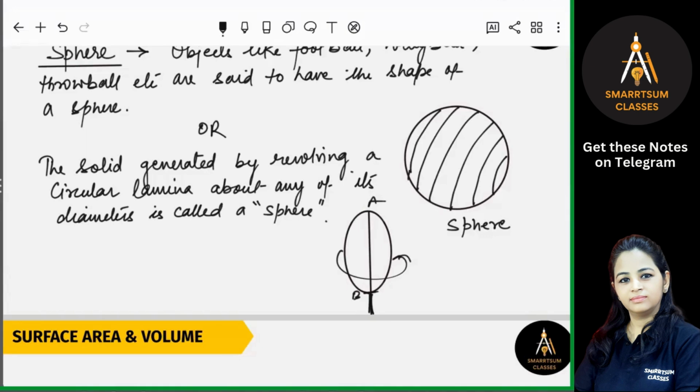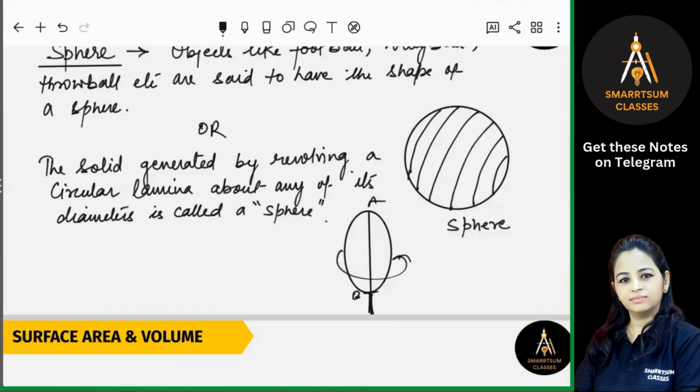Yes or no? Suppose you have a circular sheet, you can try this at home also. Just take a cardboard of circular shape and try to rotate it about any of its diameters. You can attach a stick to one of the diameters and then rotate it in a fast way. You can see that there is a shape which is formed by rotating this lamina, and this shape is a sphere. Is that clear?